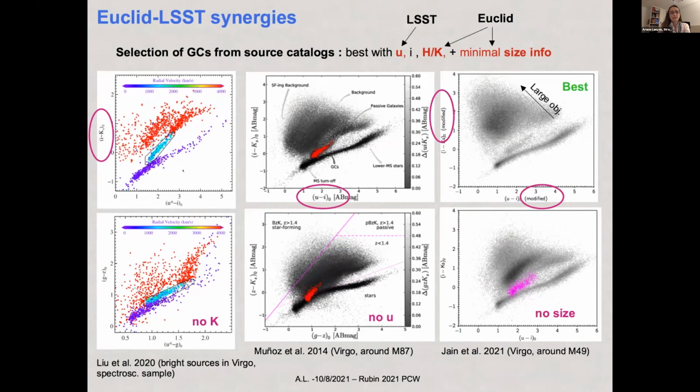Here you see these now famous UIK diagrams that allow you to select globular clusters here, or here, or here. These are 3 versions of these. And at the bottom, you have examples of what happens when you have no K-band data, no near-infrared, compared to the top, no U-band compared to the top, or no size information at all compared to the top, where the size information has been incorporated in the modified colors. So the ideal is to have all 3, and for this we need both Euclid and LSST.